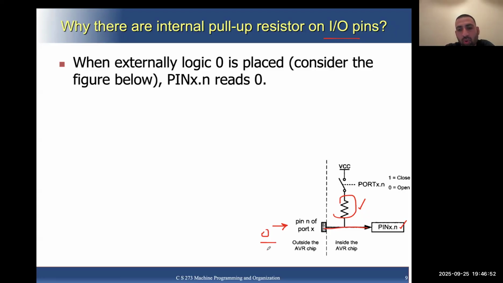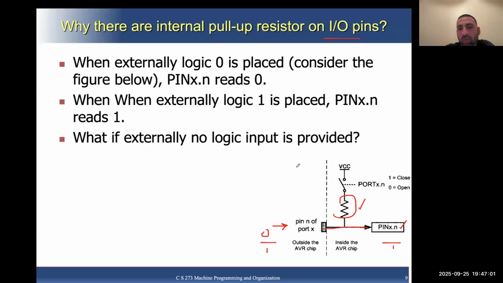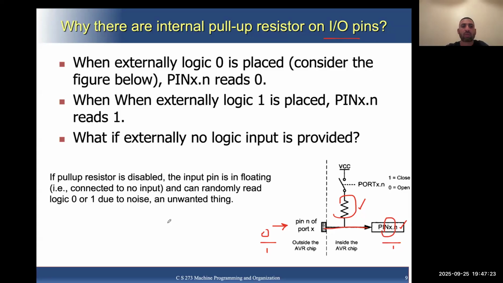And when the external input is 1, the 1 will be latched in this bit of the PINB register, right? So that's fine. The problem becomes when there is no external input provided, but the pin itself is configured as input. If no external input is provided, what will become available in this pin? It can become non-deterministic if we don't have a pull-up resistor. Why? Because if we don't have a pull-up resistor, then the input pin is floating.